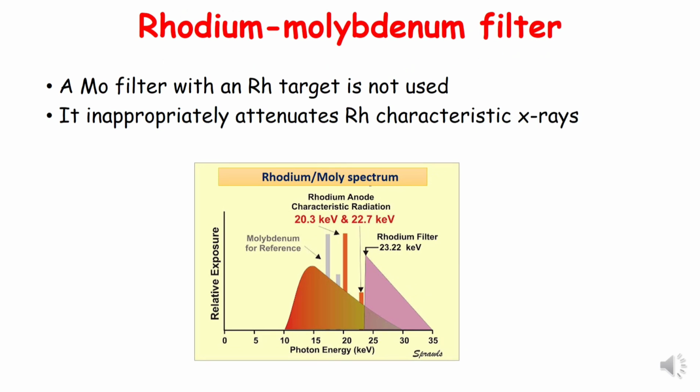Next we will see about the rhodium-molybdenum filter target combination, which is not currently used in diagnostic mammography. So in this graph we can see the rhodium target produces characteristic radiation of 20.3 keV and 22.7 keV. So if a molybdenum filter is used for filtering the characteristic radiation produced by the rhodium target, there is a chance that it attenuates some of the useful characteristic radiation from the beam. So it is not currently used for imaging.